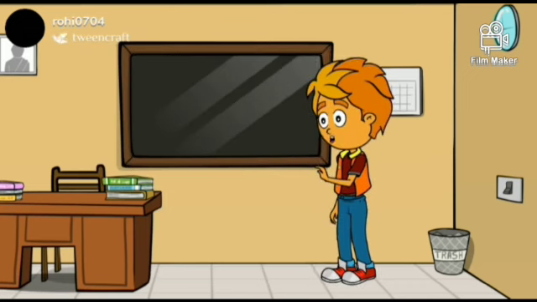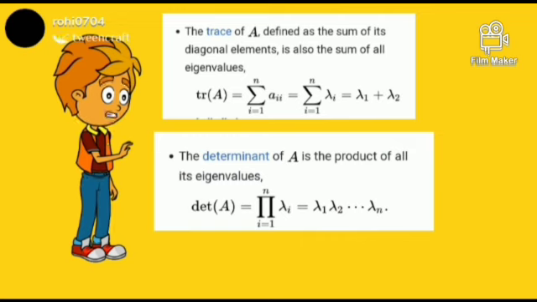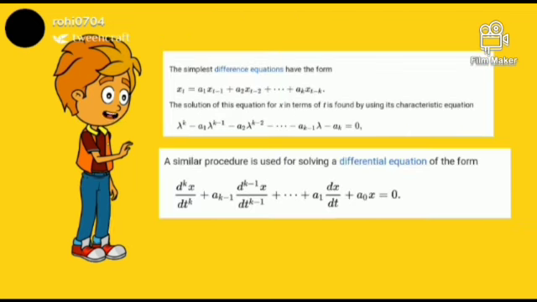Now let us see some dynamic equations of eigenvalues and eigenvectors. In the first equation, we can see that the trace of A, defined as the sum of its diagonal elements, is also the sum of the eigenvalues. And in the second one, the determinant of A is the product of all eigenvalues. And these two are some of the simplest equations.